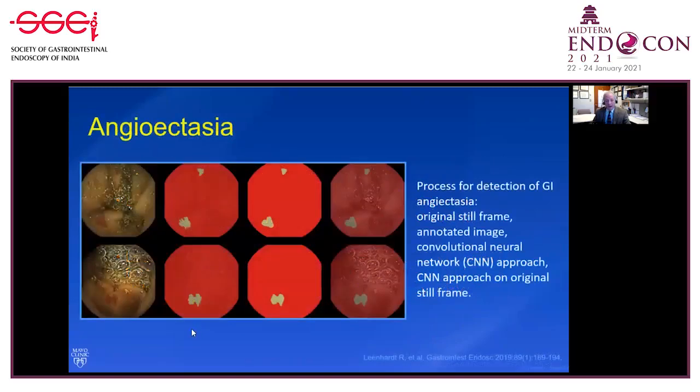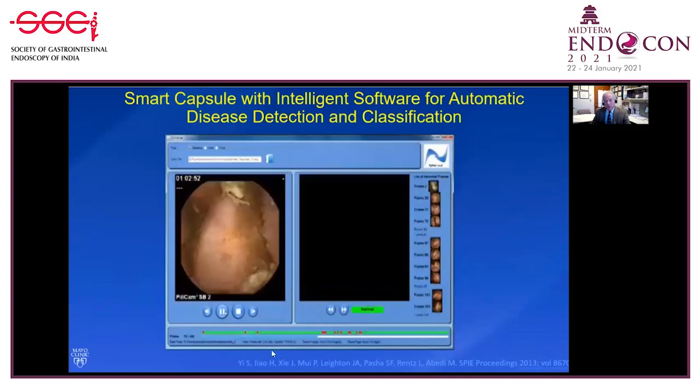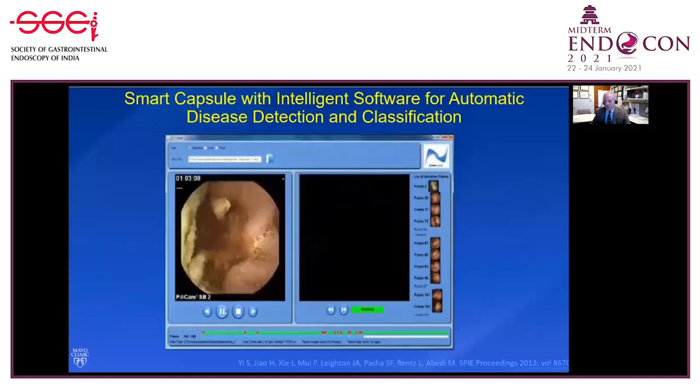And again, this shows the process for detection, where you have the original still frame, then you have this annotated image, then the convolutional neural network, and then this network approach on the original still frame to make this detection more automatic. And in the group I have been working with, you can see how this might work, where on the right, it picks up this annotation as you're reading it and alerts you to the possibility that there is blood there. So you can see how this would really make sure that you don't miss any specific lesions.